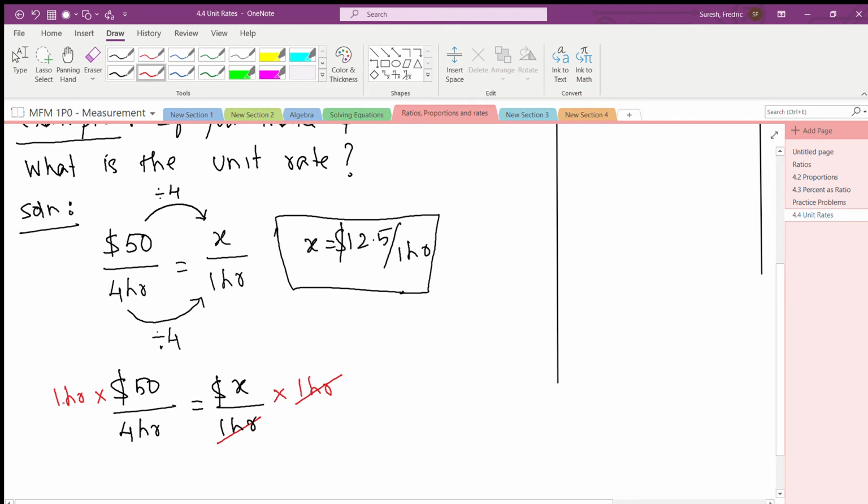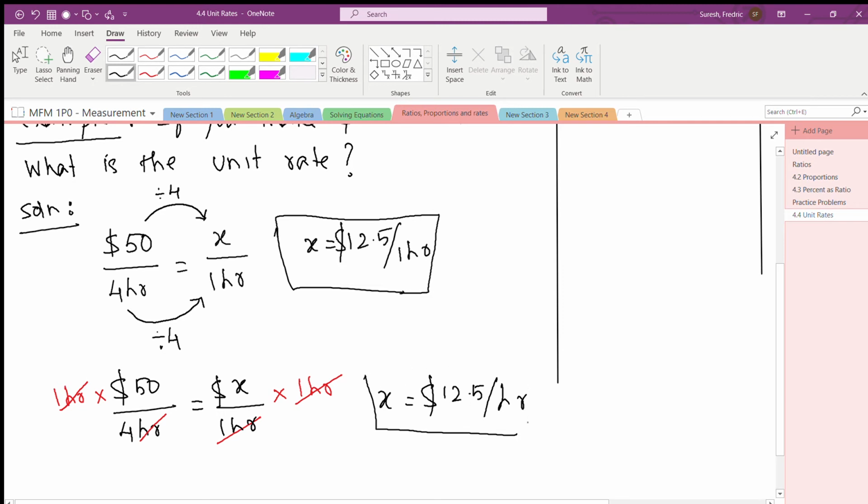So here we can cancel the unit here, the hour and the hour. And so the units hours are gone. What you have is the dollars itself. So it's 50 divided by 4. And if you put that into your calculator, 50 divided by 4 would be $12 per hour. And that is the answer to that.